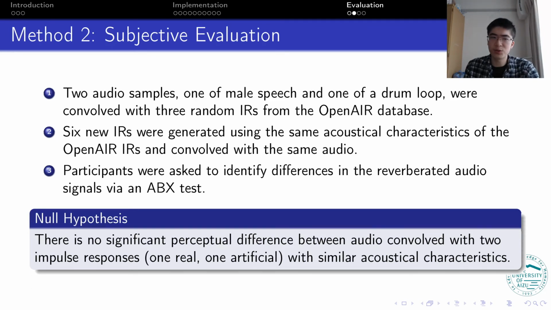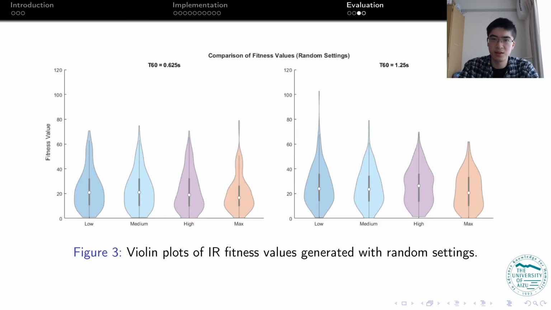Now, unfortunately, as of the recording of this video, I don't have any results from the survey to share with you yet. But for now, I do have a few preliminary results from our objective evaluation to share with you right now. So here we have a few plots showing the distribution of fitness values from impulse responses generated with random settings. Each time the genetic algorithm runs, we pick a random value for T60, early decay time, clarity 1, etc. And this is what we have.